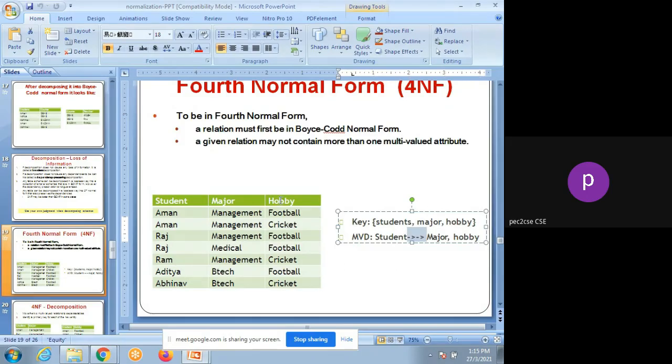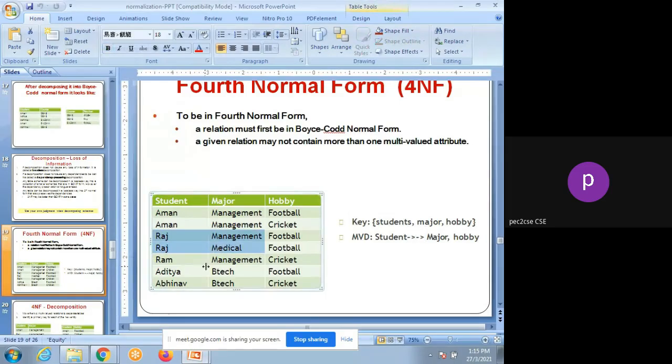Okay, so you see here Raj. Raj is a person. He has two majors. One is management, the other one is medical. The same student has two majors, so it is a multi-valued dependency. And similarly, the same student has many hobbies. For example, Aman has two hobbies. One is football, the other one is cricket. So it is another multi-value dependency. So student to major is one multi-value dependency. Student to hobby is another multi-value dependency.